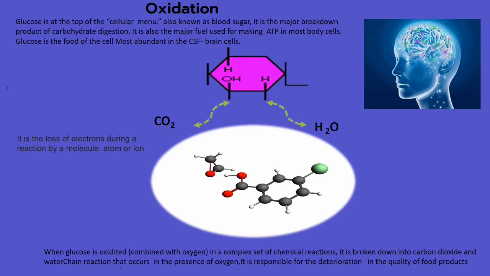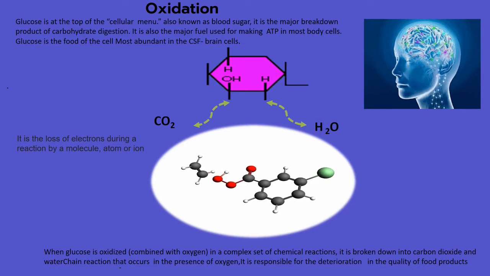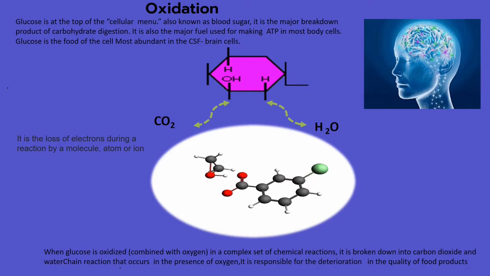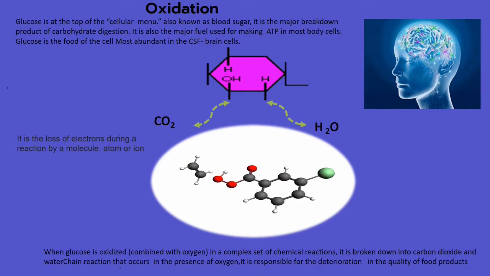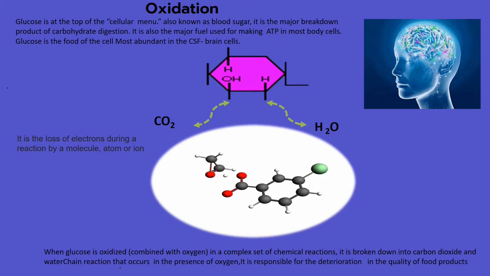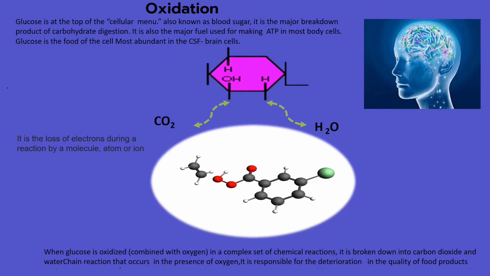Now, glucose is the most important food, as well as the most abundant food available in the CSF, or cerebrospinal fluid. And the brain consumes the most glucose, as indicated in the clip at the right side. The brain continuously depletes the glucose of the body.